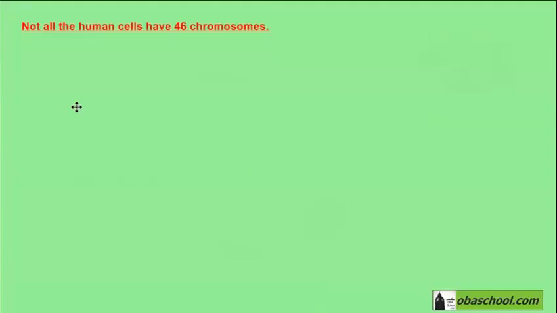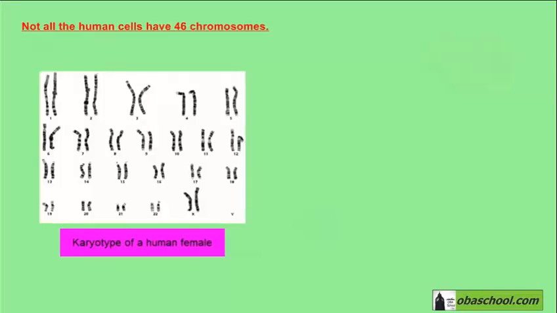So we saw karyotypes of body cells, and we saw that they are diploid and they have 46 chromosomes. This is body cells of humans. However, not all the cells in the human body are diploid and have 46 chromosomes. This is the karyotype of a human female's body cell.